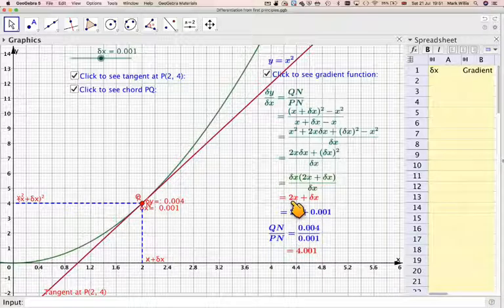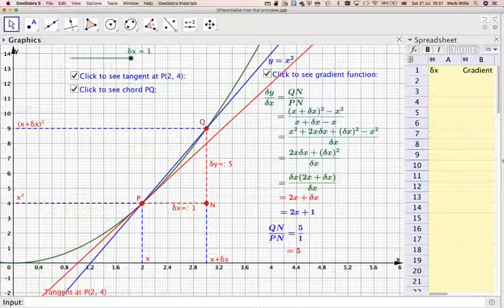And what we're going to consider is that the gradient formula will be 2x plus that little bit of x. But that little bit of x is so small that we can actually ignore it, and we will just say that the gradient will be 2x. Okay, and when x is equal to 2, 2 times 2 does actually give me 4.